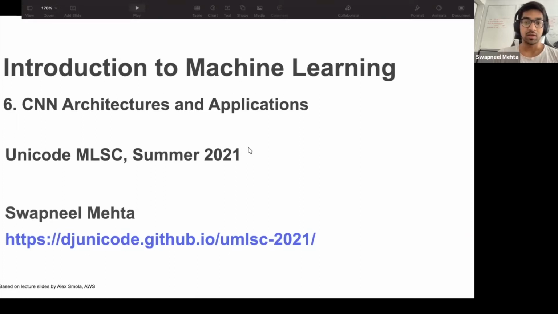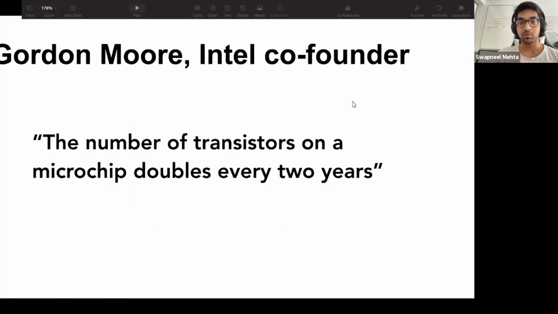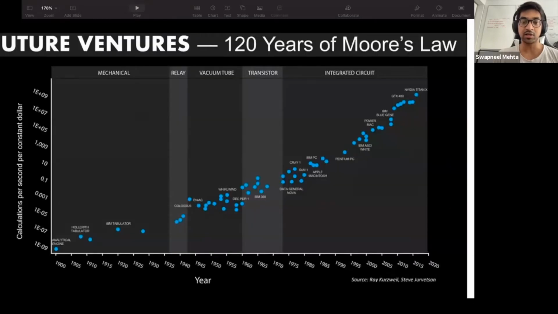Gordon Moore, who was the Intel co-founder, said this, I think in the 1970s or 80s, that the number of transistors on a microchip doubles every 2 years. Now, why do we care about this? Well, basically, a microchip is the basis of computers. So what he's saying is that there is a certain pattern that is followed in the industry in terms of how progress happens. And it was actually interestingly observed that yes, Moore's law does hold.